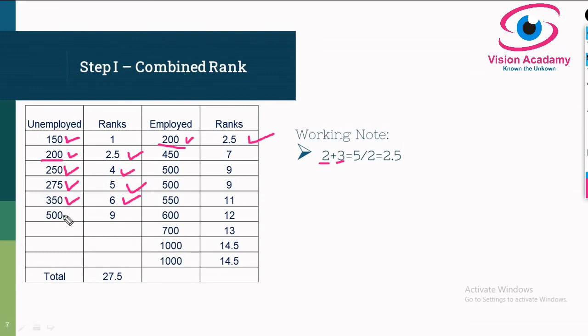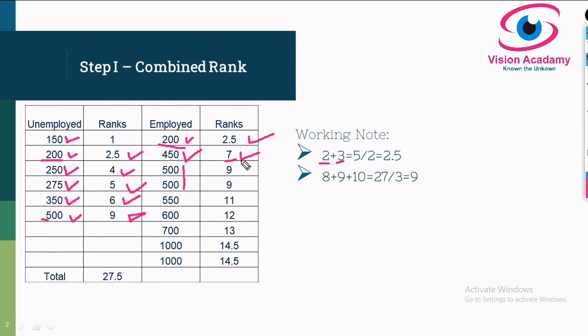After that, observe here next 500. Before that we have 450. 500 is greater than 450, so for 450 I will give 7th rank. After that consider 500 here, and here also we have two 500s, which means we have three 500s in this case. So there is a tie between the values. Before 500 we have given rank 7, so next 500 is 8th position.